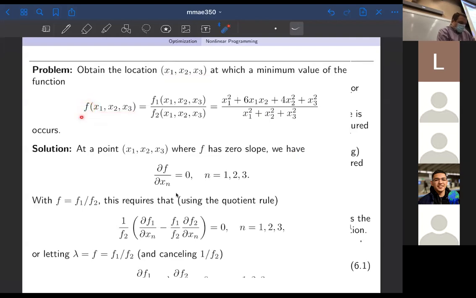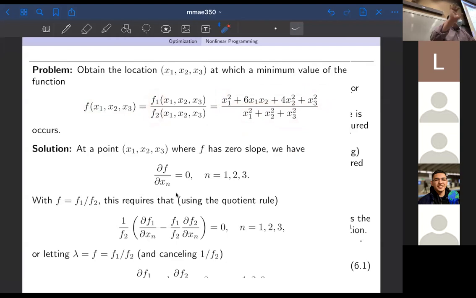Now, this function in this particular example, nothing special about this, is a rational function of polynomials. So the numerator is a polynomial and the denominator is a polynomial. It's one polynomial over another. Nothing special about that. That's just what this particular objective function f of x happens to be. We'll call the numerator f1 and the denominator f2 just to keep our lives a little bit simple.